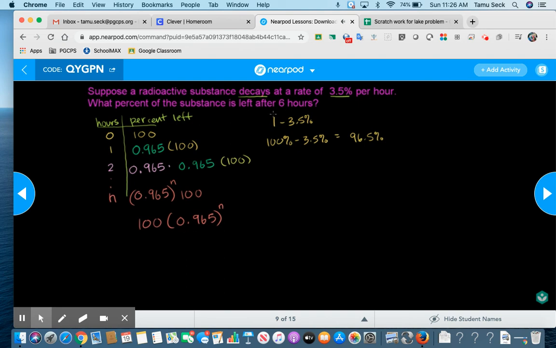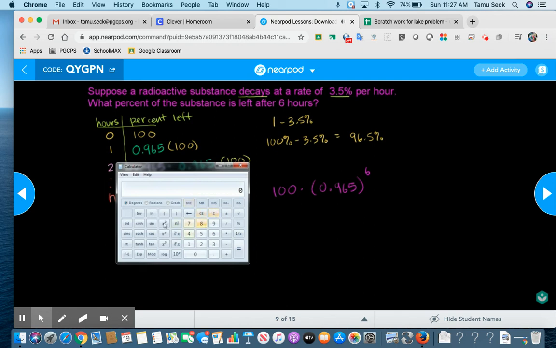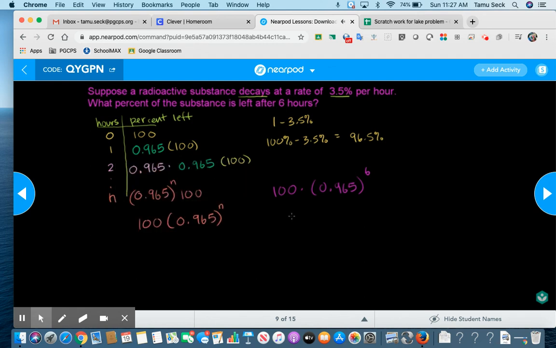Well, now we can answer the question. After 6 hours, how much are we going to have left? Well, we're going to have 100 times 0.965 to the 6th power left, and we could use a calculator to figure out what that is. Let's use our trusty calculator. So we have 100 times 0.965 to the 6th power, which is equal to 80.75. This is all in percentages, so it's 80.75% of our original substance. So 80.75%.